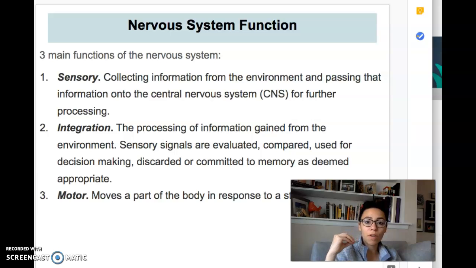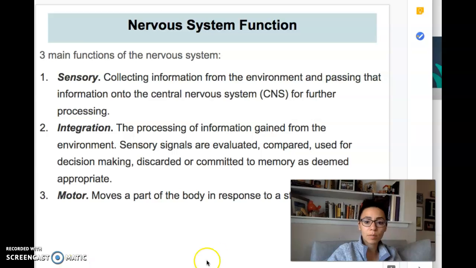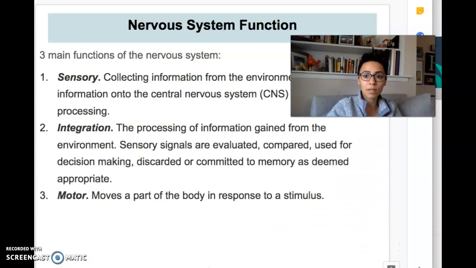Integration neurons are the ones involved in the processing. Those are the nerves that are in the brain and the spinal cord, where we're evaluating, comparing information, making decisions. And then motor neurons, or motor nerve responses, are the part of the body that responds to the stimulus.